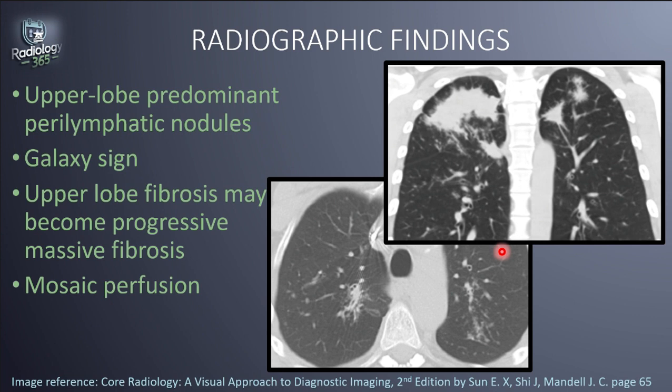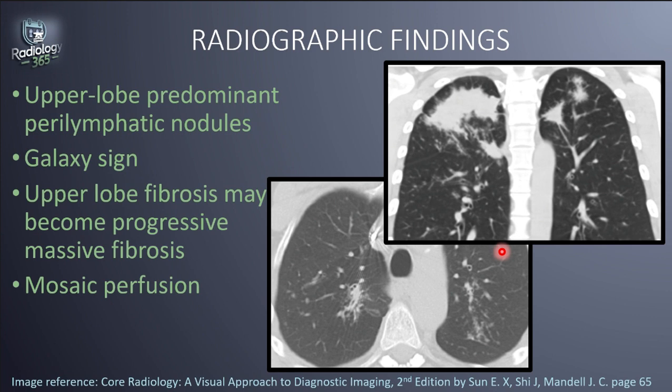Perilymphatic nodules may coalesce into a mass up to several centimeters in diameter, and this gives us what we call the galaxy sign, and that's where you have this mass with small nodules seen peripheral to it. The nodules may occasionally be miliary. Diffuse micronodules may also simulate ground glass. If the nodules are diffusely distributed, it may look like it's ground glass.